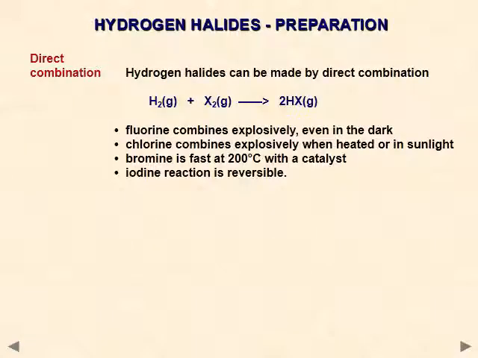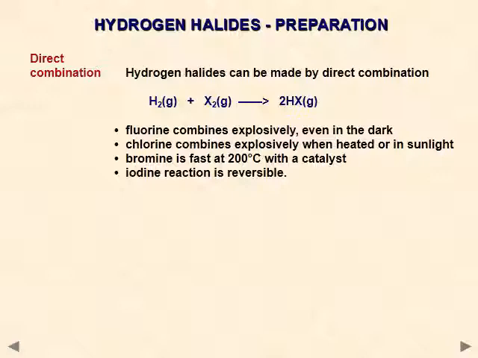So in the formation of hydrogen halides, we see that when you react hydrogen with halogen, you will get HX. The rate of the reaction is different because fluorine, being highly electronegative and the most reactive, reacts explosively with H2 even in the dark at room temperature, whereas chlorine reacts explosively when heated or in sunlight. So this is a photochemical reaction, but that will be quite explosive if you heat it or place it in sunlight.